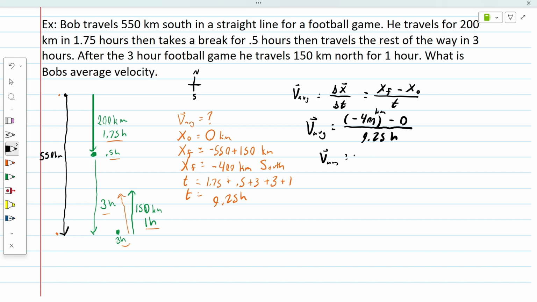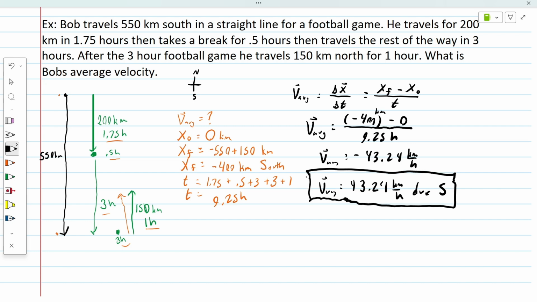we will get a negative 43.24 kilometers per hour. Cool. So what does this negative mean? He's not traveling at negative speed. This is showing the direction. So if we were going to write our final answer, we should really write it as V average is equal to 43.24 kilometers per hour. We can say due south, or due S. Sometimes we'll abbreviate it as S. And that right there is our final answer.